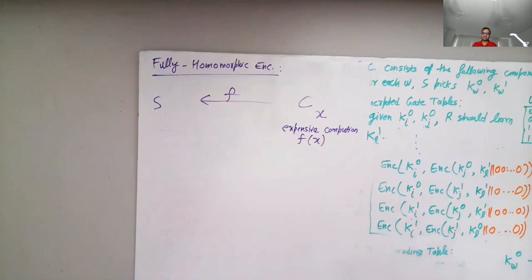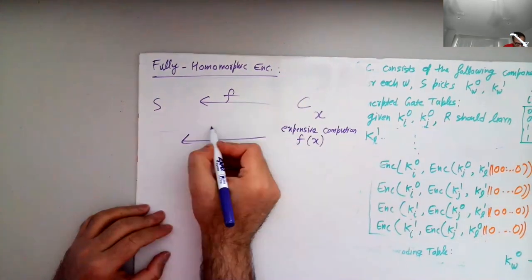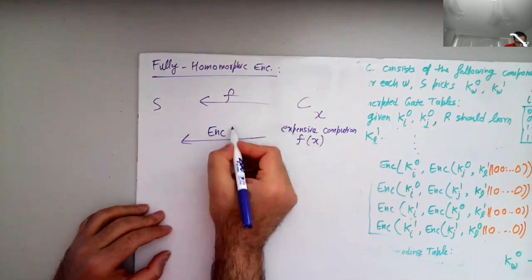Okay. So in this case, it turns out that the client is actually not that stupid. There's something that you can do. What you can do is, the client can just send some kind of encryption of the data to the server.